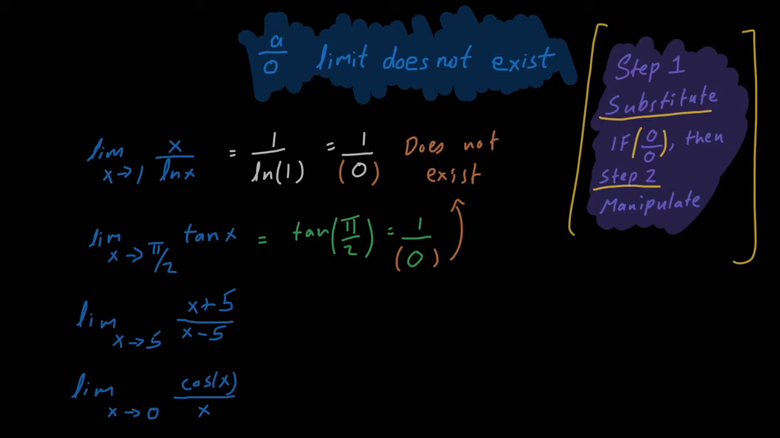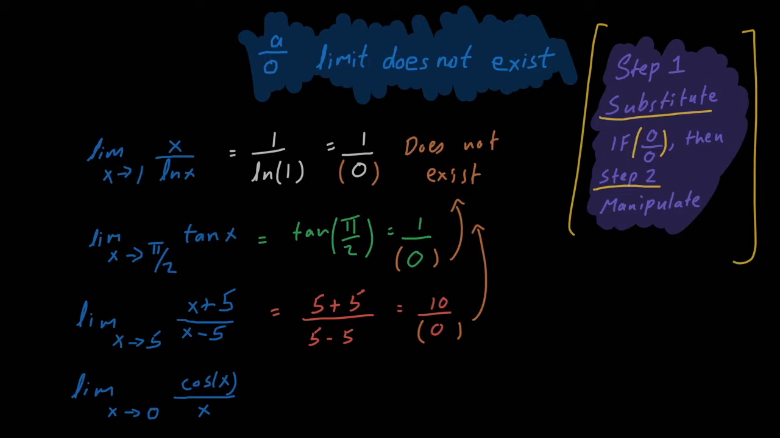Question 3. Limit as x approaches 5 of x plus 5 divided by x minus 5. So this would simply be 5 plus 5 divided by 5 minus 5. It's 10 divided by 0 and the limit does not exist.